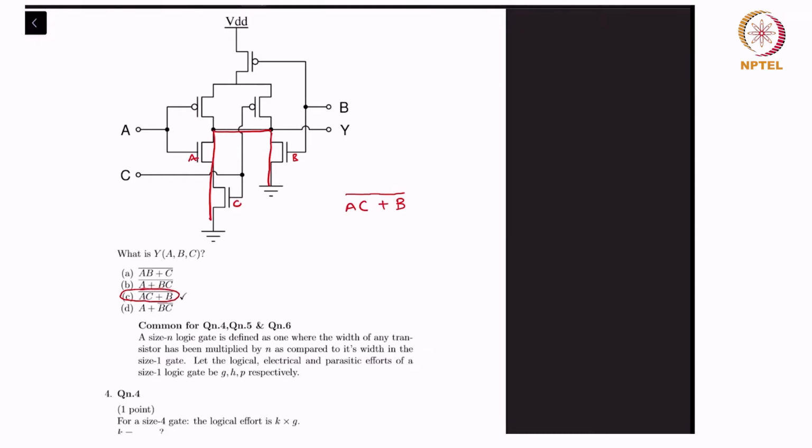So just for the sake of correctness, we should also check whether the PMOS stack implements the dual. So A and C are in series here, A and C are in parallel here, right? The AC stack is in parallel with the B stack here, the AC stack is in series with the B stack there. So it's all correct.